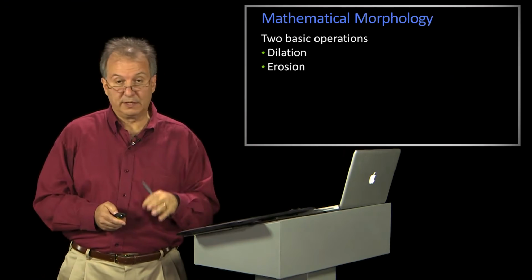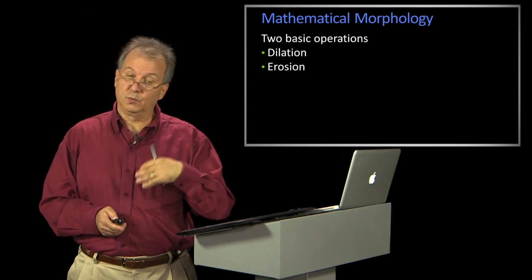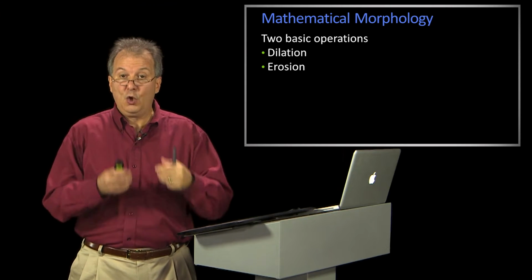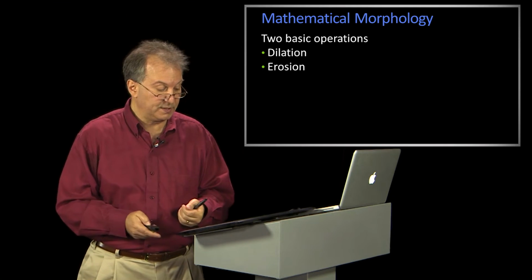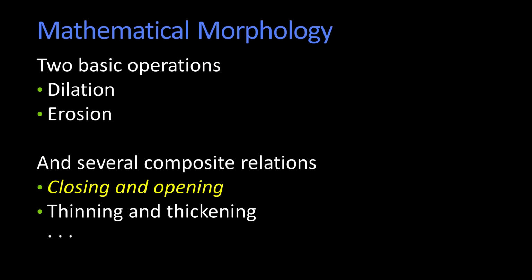I mentioned the idea of doing mathematical morphology, that is, fixing up your picture, okay? Fundamentally, there are two basic operations, and they're referred to as dilation and erosion. We're going to go through both of those in detail. Once you have those two basic operations, you can combine those to make more operations. There are a whole bunch of them, and this used to be a whole industry doing mathematical morphology.